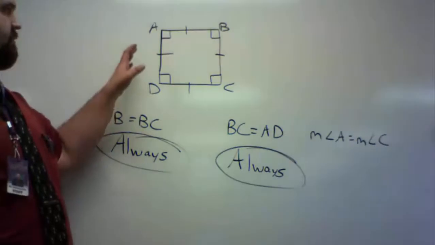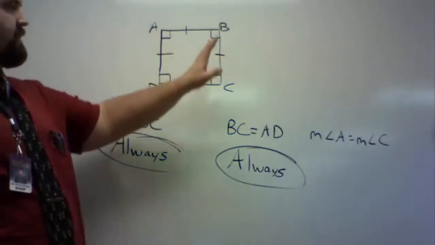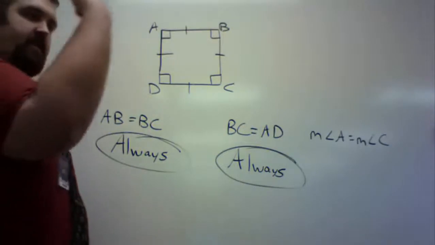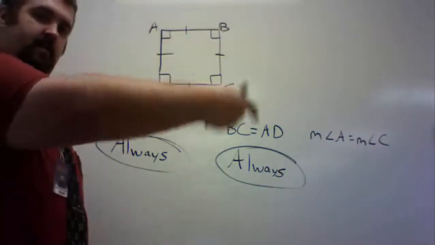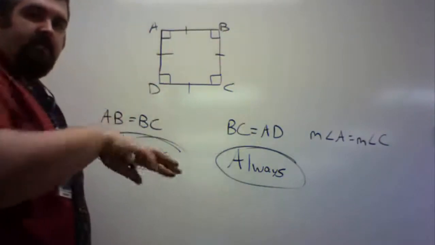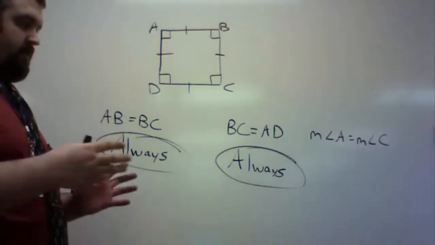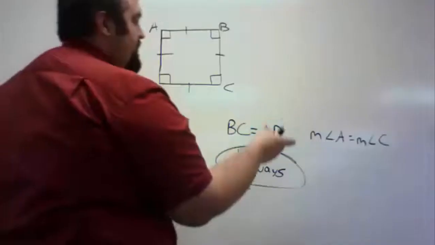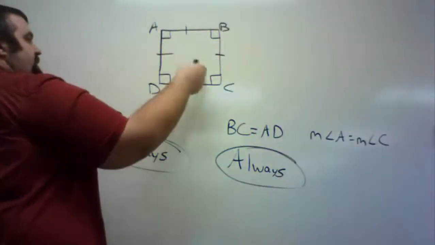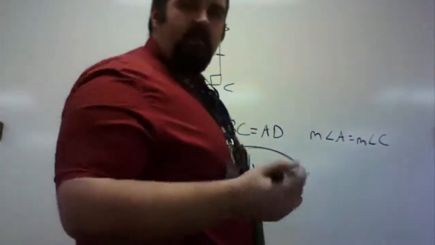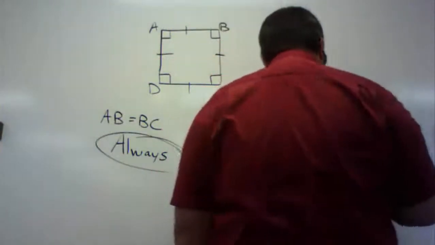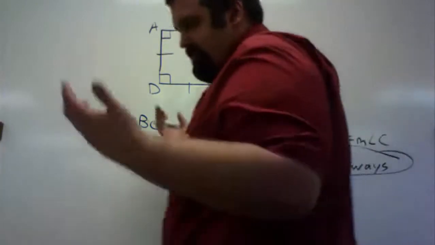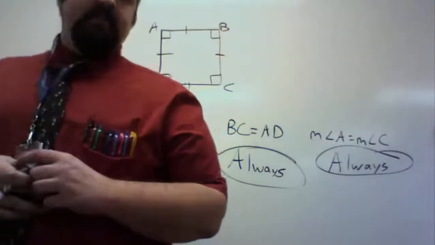One question you might have had was, how do I know to draw A, B, C, D and not go A, B, C, D in a different order? You always go around either clockwise or counterclockwise when you're labeling. If you don't, you're going to mess yourself up. Alright, and the last one, measure of angle A equals measure of angle C. It's four right angles, so this is always going to be an always. So all three of these ended up being an always. There wasn't a sometimes or a never here.